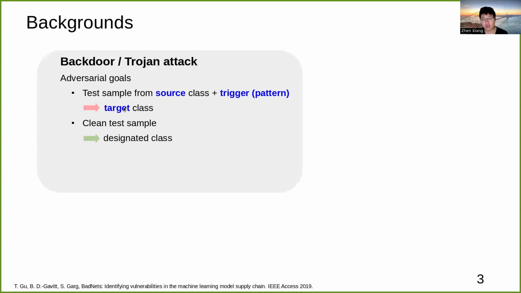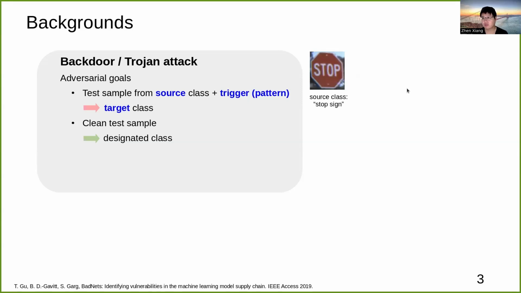So what is a backdoor attack? A backdoor attack is also called a Trojan attack, which is usually specified by a source class, a target class, and a backdoor trigger, also known as a backdoor pattern. The adversarial goals are twofold. First, if a test sample from the source class contains the trigger, then the model is supposed to misclassify it to the target class. But for clean test samples without the trigger, the model is supposed to correctly recognize them.